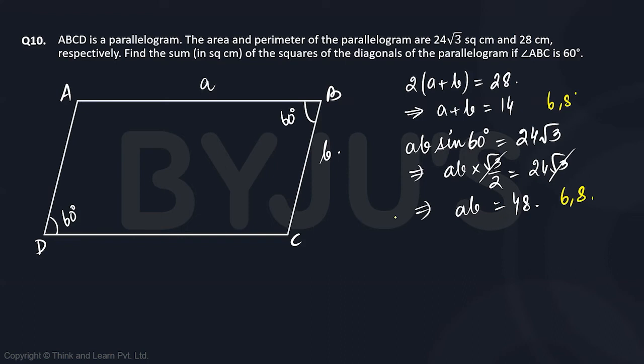So which one is 6, which one is 8? That's not our concern. So let's say this is 8, this is 6, because we have assumed B to be the smaller side visually. So it's just fine.